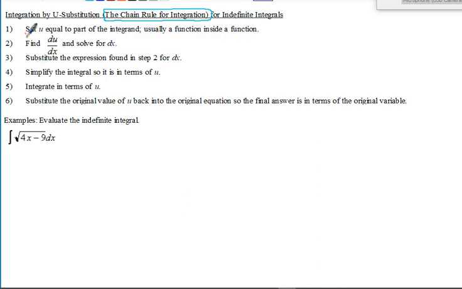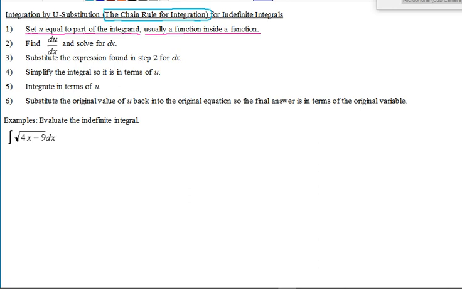So the first thing you do is set U equal to part of the integrand. The integrand refers to this whole expression that you're integrating. So it's a part of it. Usually it's a function inside of a function. And our goal with U substitution is to make the integral simpler so it's easier to integrate.